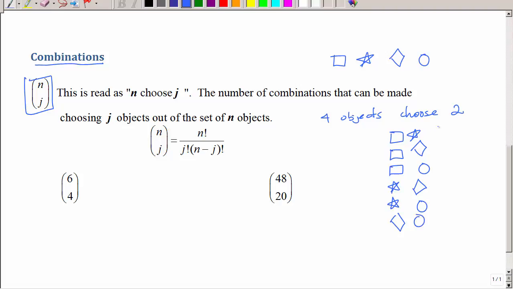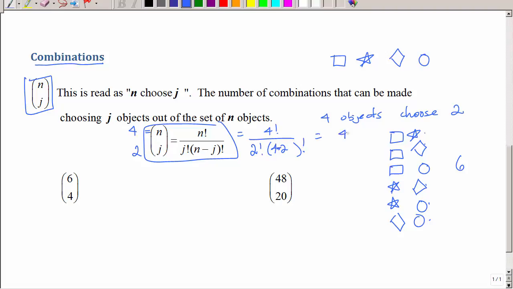So let's see, how many did I get? 1, 2, 3, 4, 5, 6. I think it's 6. I may have missed some. Well, let's see. So how would I do that? 4 objects, choose 2. If I use this formula, n is 4, j is 2. So we would have 4 factorial divided by 2 factorial, and then 4 minus 2 factorial.